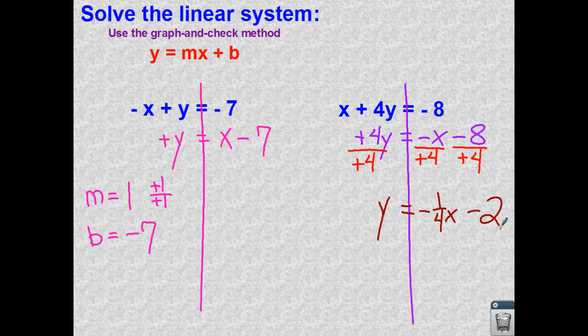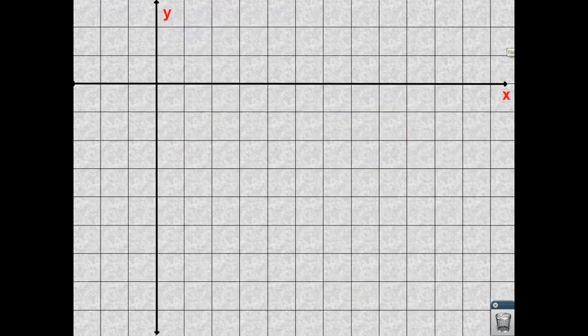And let's label each of our graphing components. The slope that we are working with is -1/4, and the y-intercept we're working with is -2. And let's go to a grid and graph each one of these lines. So the first line, the slope is 1, and the intercept is -7. We'll do that in pink. Just stay consistent here.